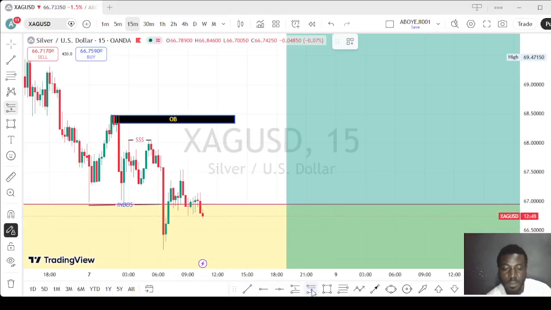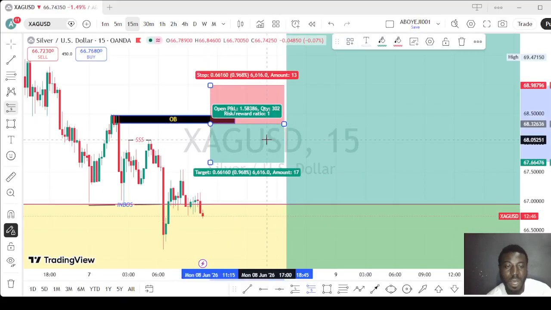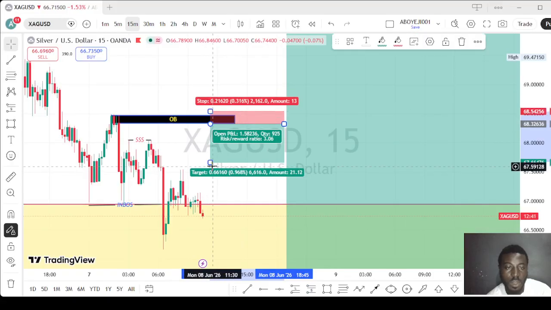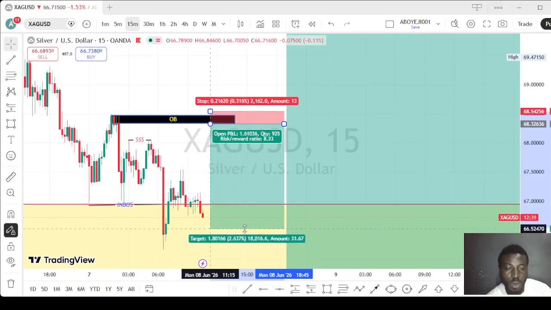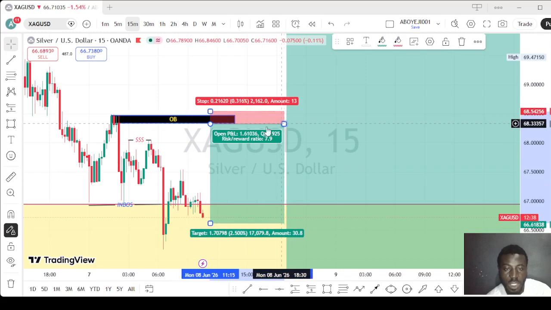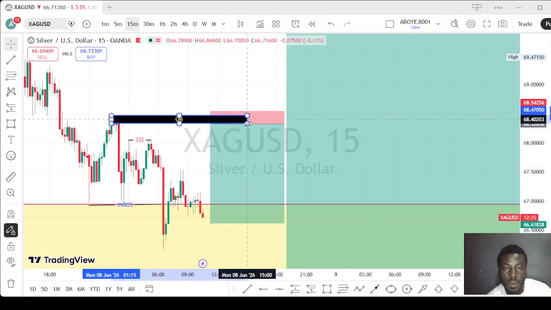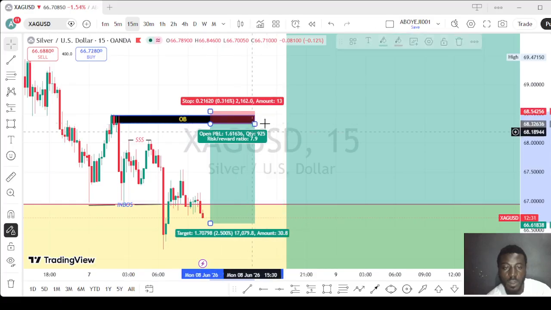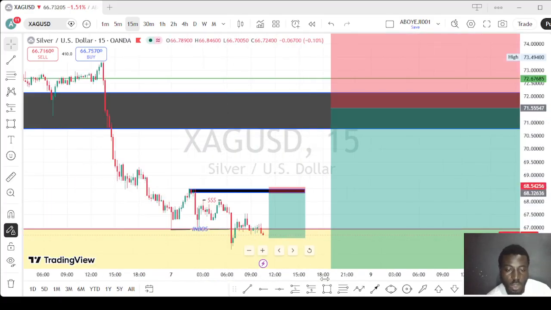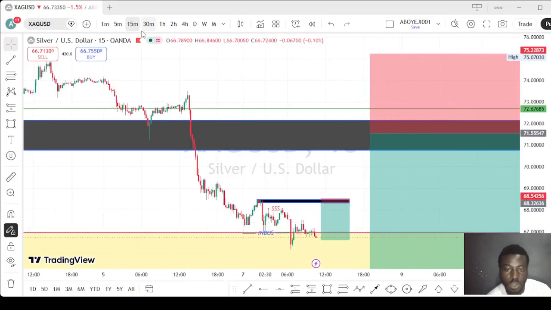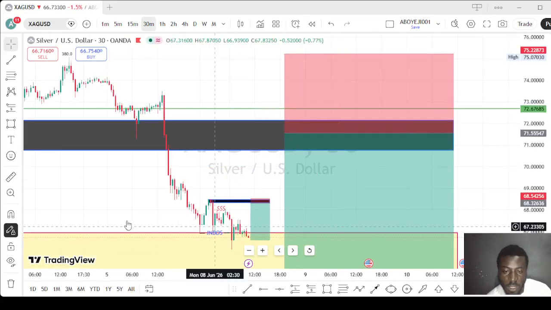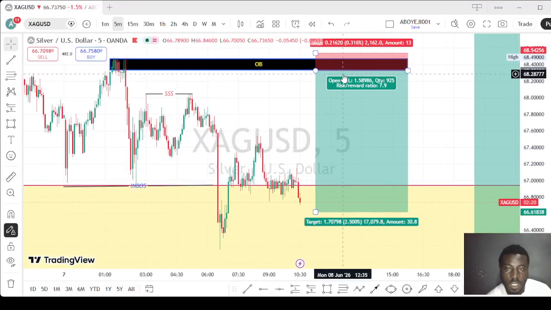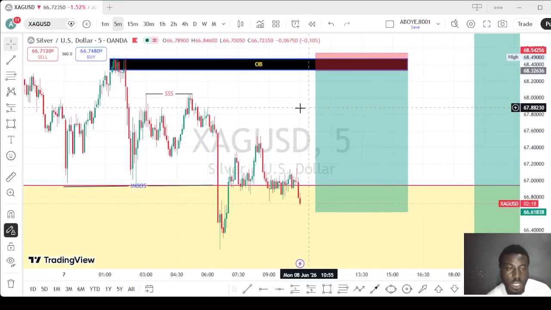So we have to be patient. Our take profit will not be much, maybe 1 to 3, seriously. On the 15-minute time frame, this is the opportunity we see. So let's just focus on the 15-minute time frame. If we see any opportunity, we sell the market.